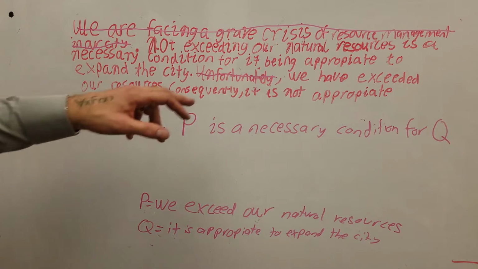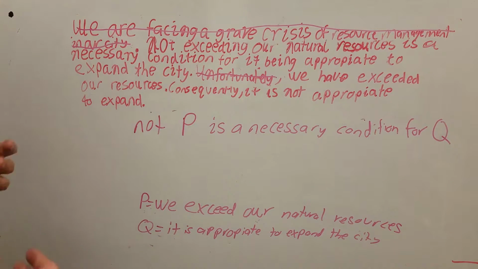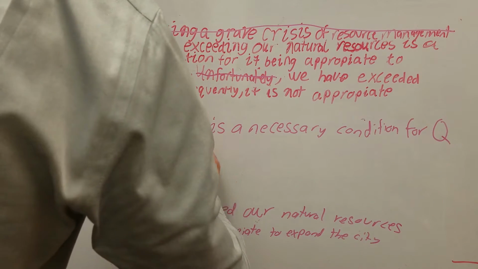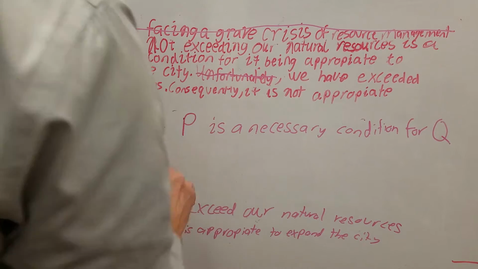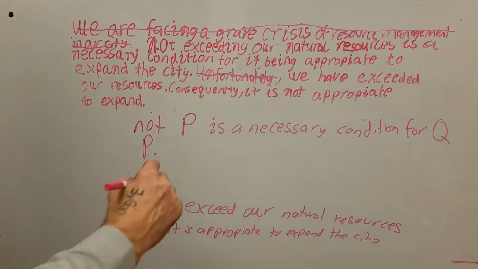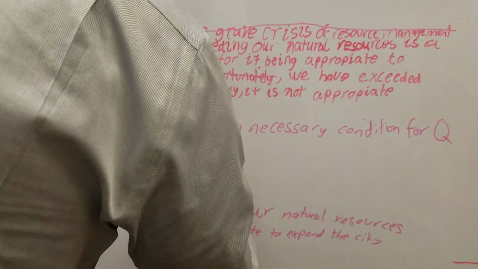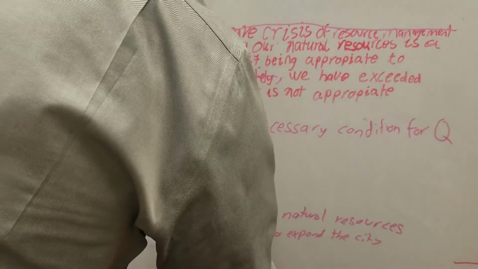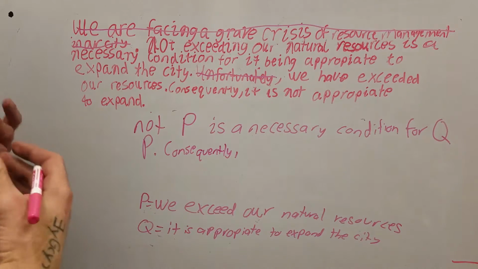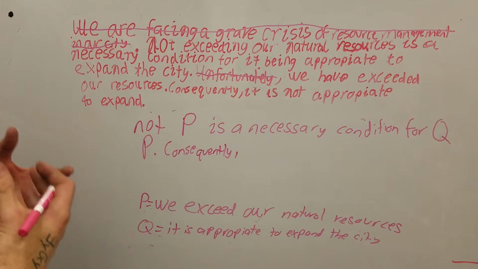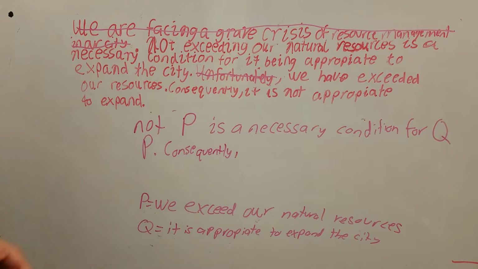All right. We have exceeded our natural resources. Okay, so we've already symbolized that. It's P. So P, all right, and consequently, it is not appropriate to expand. Now, consequently, it's not a connective, it's not an operator. But it does indicate that we're at the conclusion, so we're going to leave that in there in order to show where the conclusion of the argument is.